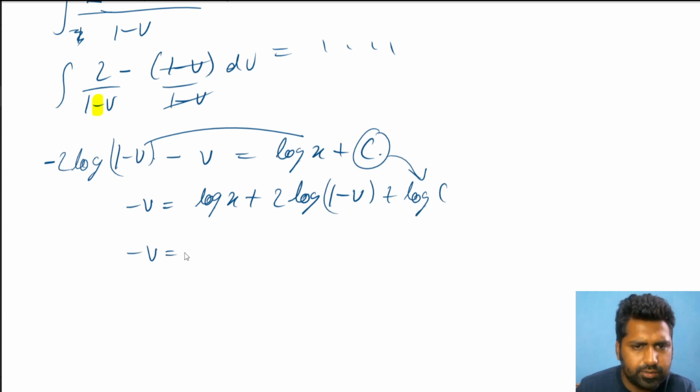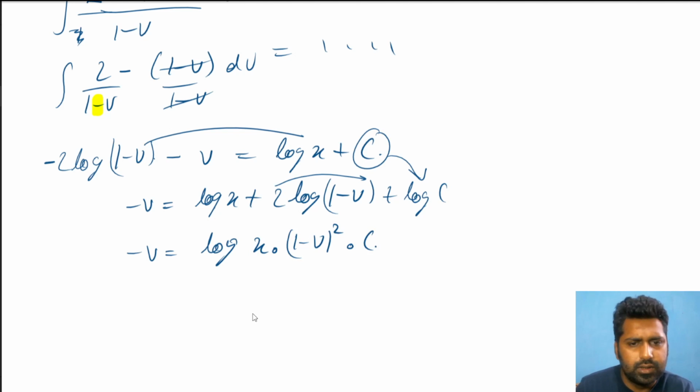I told you that constant c or log c both can be written, both are same thing. So minus v is equal to, let's combine this, take this in the power. So all terms will be in the log. In addition, it will become multiplication. So log of x into 1 minus v whole square into c is this. And what I can do is take log on the other side, it becomes anti-log, which is e. So e raised to power minus v is equal to x into 1 minus v square into c.